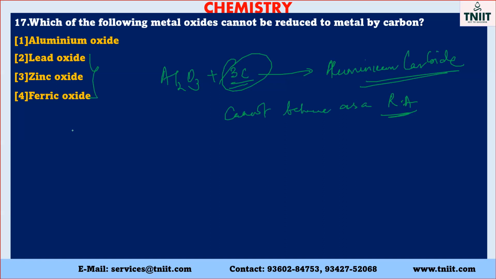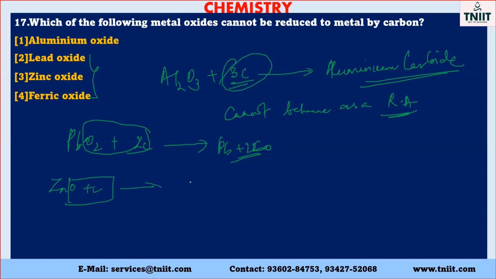All these other oxides: lead oxide, PbO2, plus carbon gives you lead plus carbon monoxide. This is reduction. Likewise, zinc oxide, ZnO plus carbon, gives zinc and carbon monoxide. Here the charge on lead is +4, here the charge on lead is 0, reduction. Charge on zinc is +2, here charge on zinc is 0. So therefore it's also reduction.